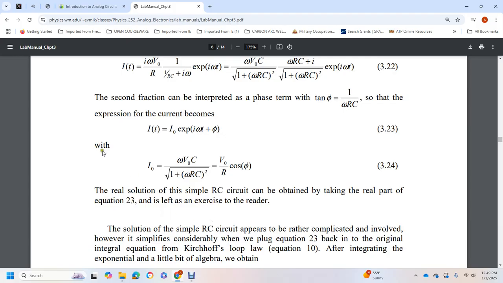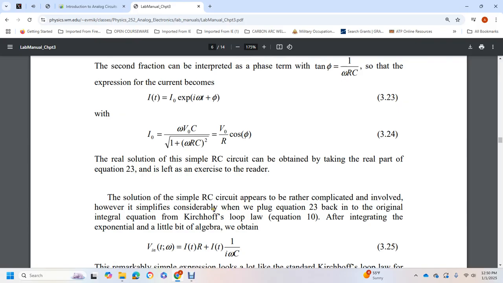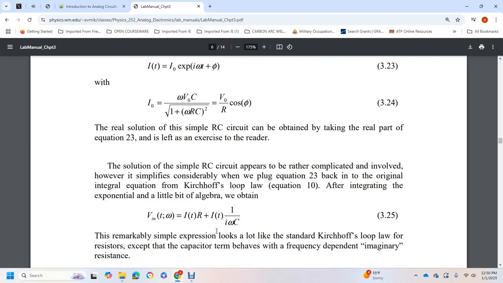The solution of a simple RC circuit supplied with this drive looks rather complicated and involved, however, it simplifies considerably when we plug equation 23 back into the original integral equation, Kirchhoff's loop law, equation 10. After integrating the potential and a little bit of algebra, we obtain the voltage input as a function of the frequency equal to the current times the resistance plus the current times 1 divided by the frequency times the capacitance.